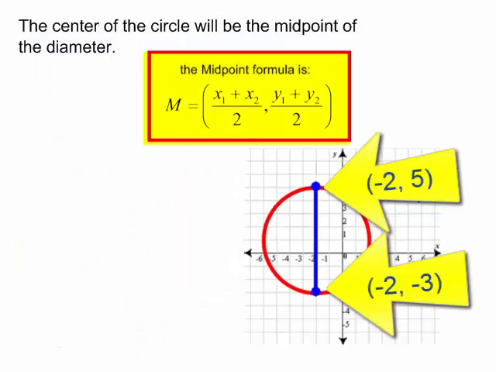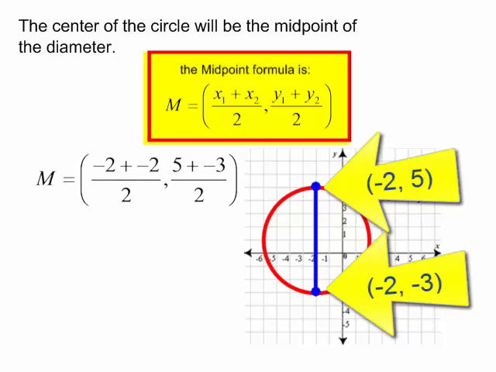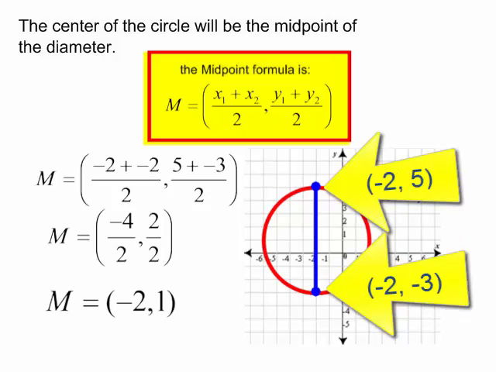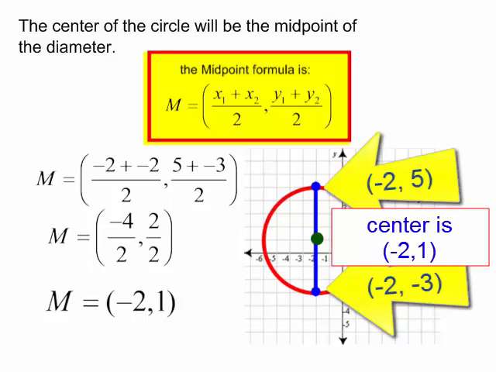The midpoint formula is ((x₁ + x₂)/2, (y₁ + y₂)/2). So for my midpoint, I will add the x's and divide that by 2. I will add the y's and divide that by 2. The midpoint of this diameter is (−2, 1). And so the center of my circle is (−2, 1).